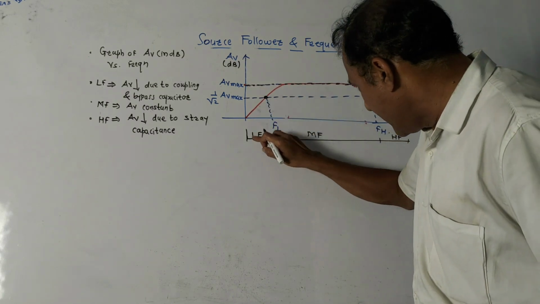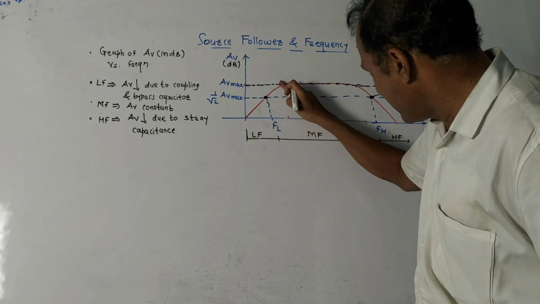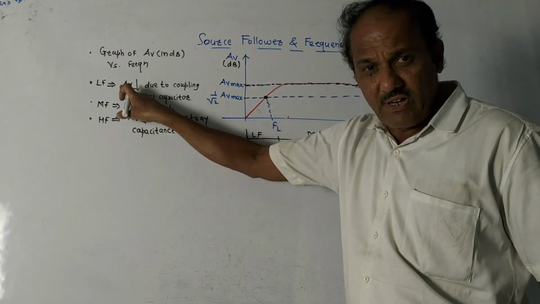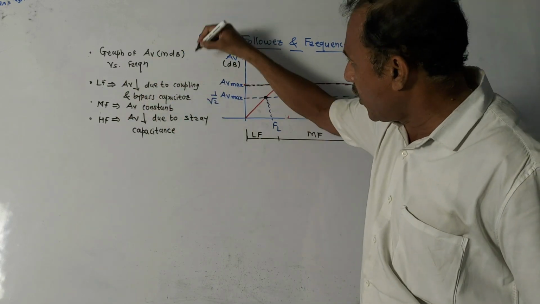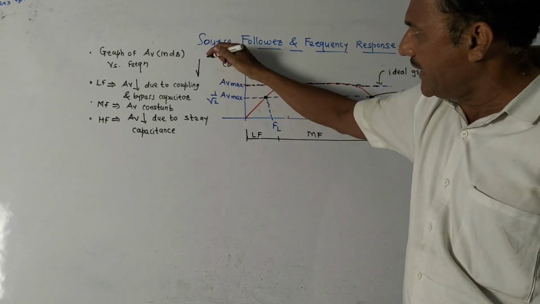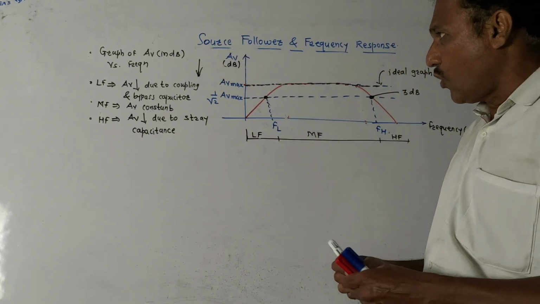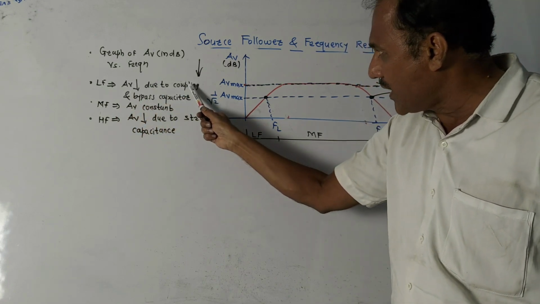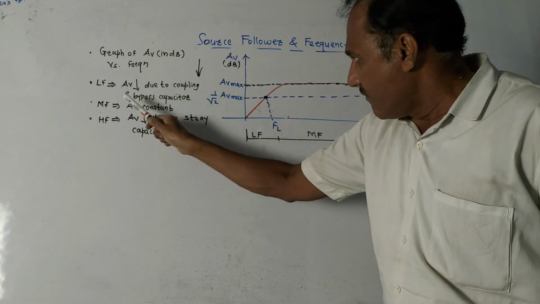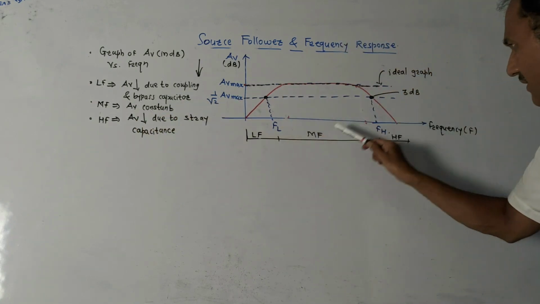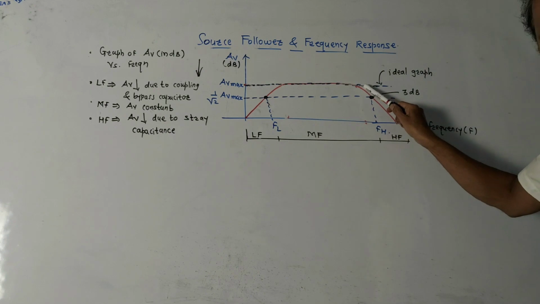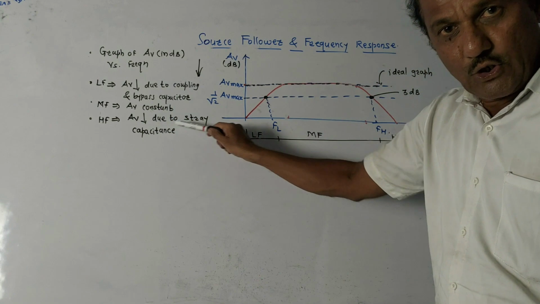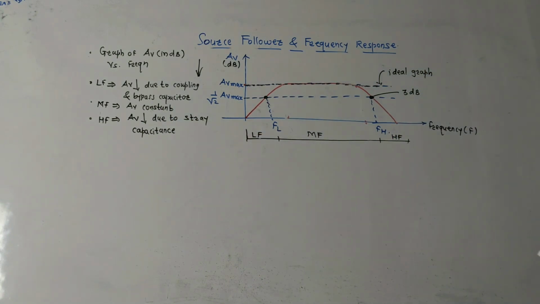In LF, that is the low frequency range, up to here, you get a curve like this, which indicates that AV, that is voltage gain, decreases. This downward arrow that I have drawn indicates that the value is decreasing. So in the low frequency region, AV decreases due to coupling and bypass capacitors, whereas in the mid frequency region, AV remains constant. In the high frequency region, AV again decreases due to the stray capacitance or internal capacitance.